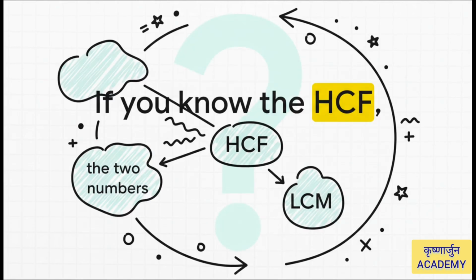So how is this actually useful? Well, it means if you have any 3 of these 4 pieces of the puzzle, the two numbers, the HCF or the LCM, you can always figure out the missing one. So let's try it out.